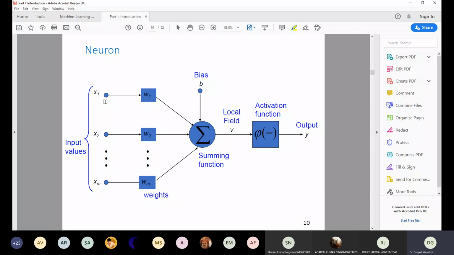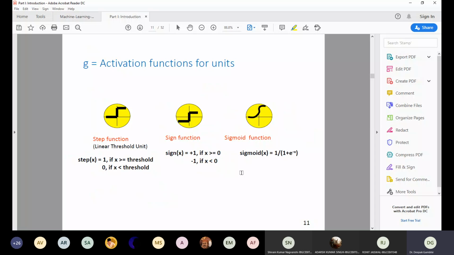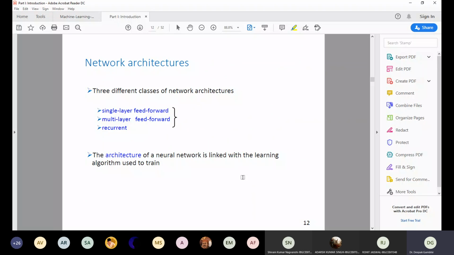It has multiple inputs, x1, x2, xn. They are multiplied with the weights, and some bias is added in the summing function. The resultant is fed to the activation function, and that gives you the output. If it is more than some particular value, the activation function may be a step function, sine function, or the sigmoid function. There are three kinds of network architectures: single layer, multi-layer, and the recurrent networks.